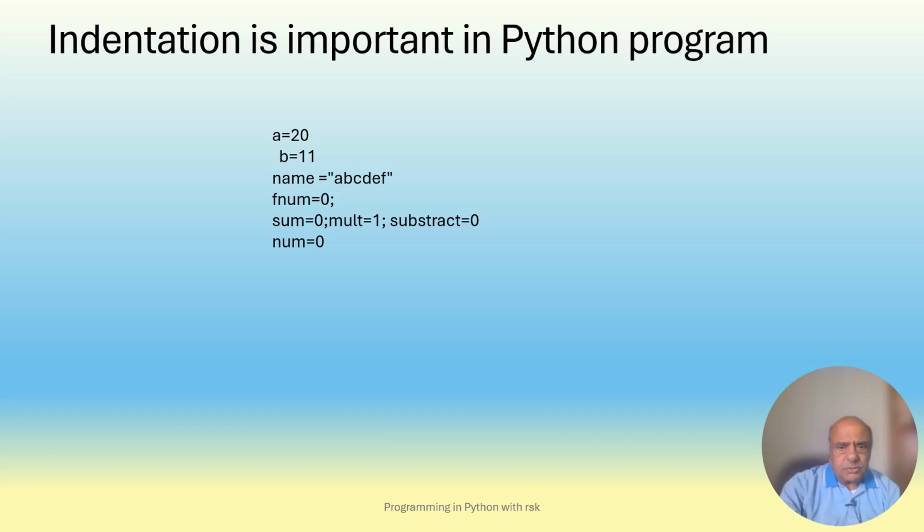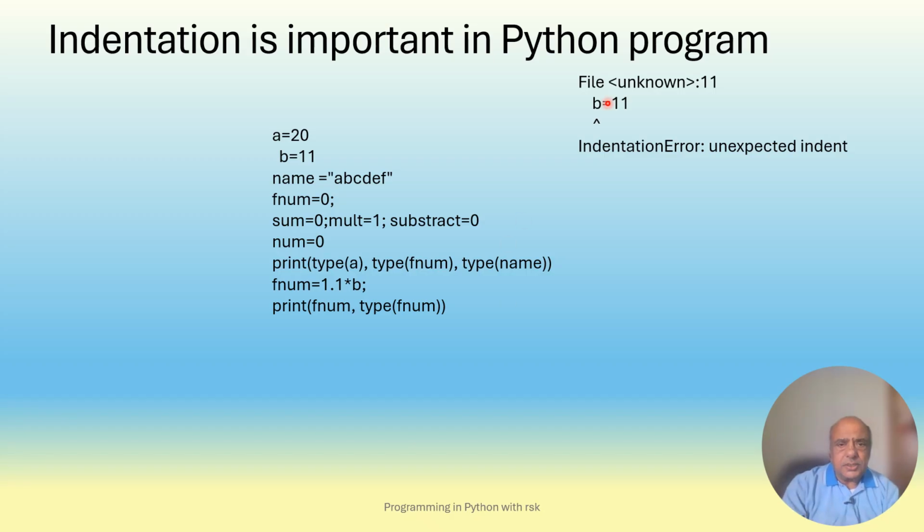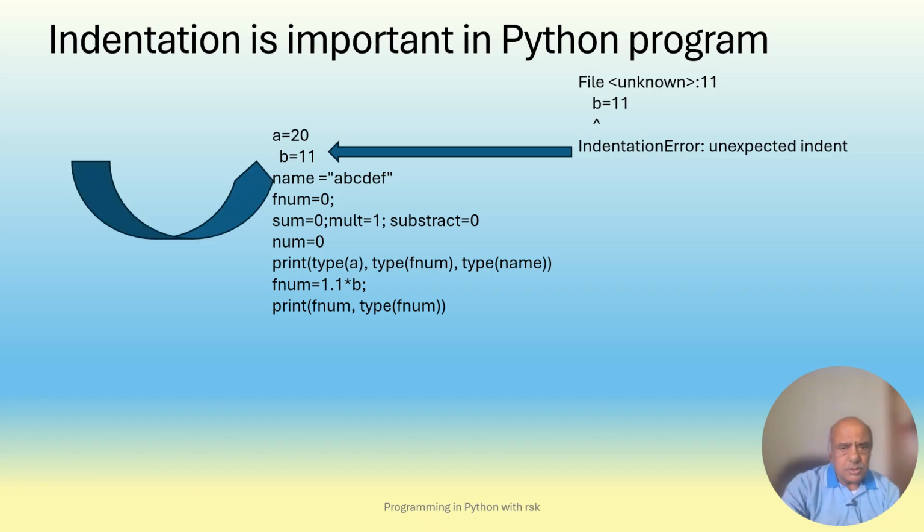When I tried to run a program with an indentation, what I got is an indentation error. A is equal to 20, B is equal to 11, B has been written with an indent which is different than A. As soon as the program was run, I got an indentation error, unexpected indent, as the program output. Indent not allowed here.